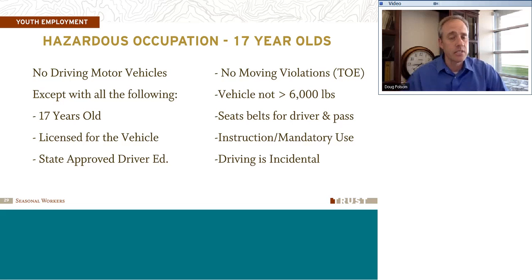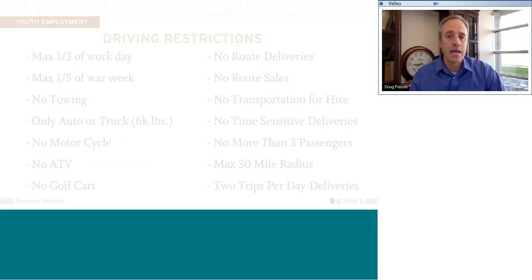Also, the driving that the 17-year-old can do is incidental. They can't have their primary function of their job being to drive around in a car or a truck. So the way you look at that is the maximum amount of time that 17-year-old can spend driving is a third of a workday. So that would be the max amount that they could do in any given day, a third of their shift. But the week, they're limited to just a fifth or 20% of their work week. So obviously, if they went up to 33% on a day, that means on another day, they're going to have to drive a lot less. So in a work week, no more than 20% of their time can be spent driving.